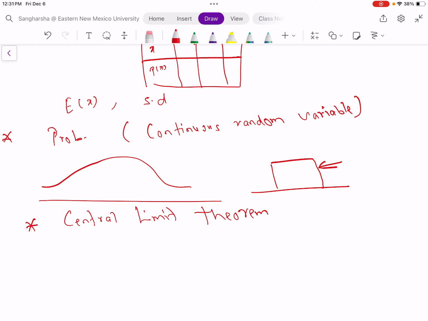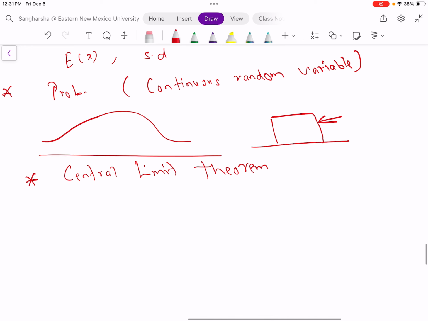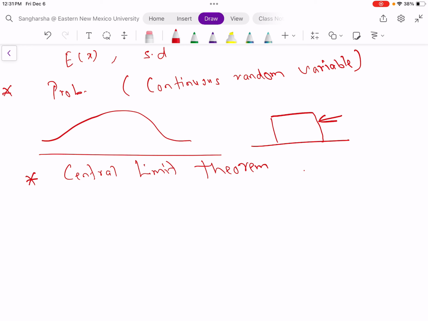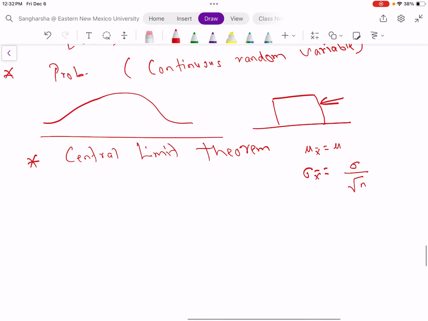I think we haven't done this here, but there is a formula. The mu of the sampling distribution of the mean is equal to mu, and the standard deviation of the sampling distribution of the mean is the standard deviation of the population divided by the square root of n. So you should know that you will be using the central limit theorem, and there is a condition when to use this central limit theorem.